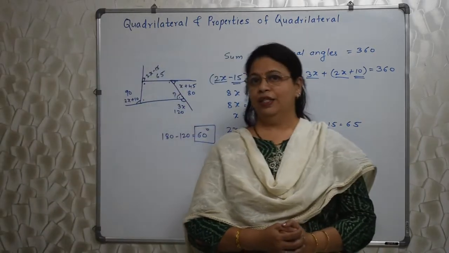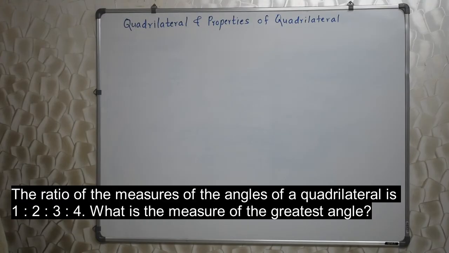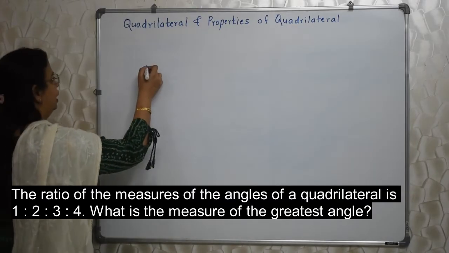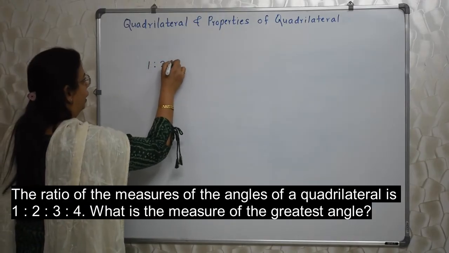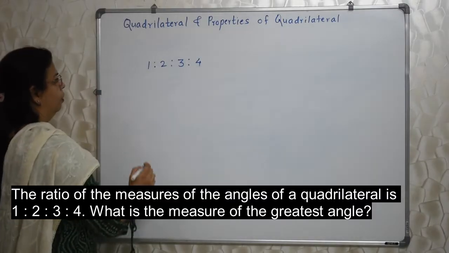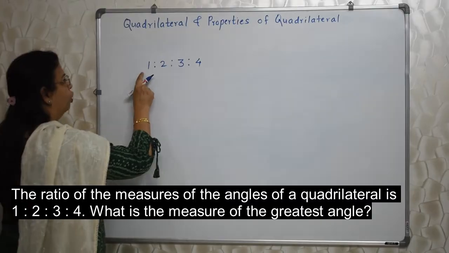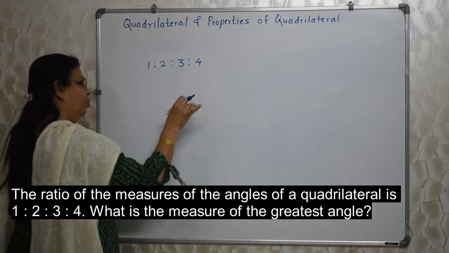Students, let's go ahead. Students, read the sum which will appear on your screen now. The ratio of the measures of the angles of a quadrilateral is 1:2:3:4. What is the measure of the greatest angle? Very easy. This sum is relatively easy. 4 angles of the quadrilateral. Here they are not talking about the external or exterior angle. So our job is very easy and simple. Here they are talking about the normal angles of the quadrilateral.